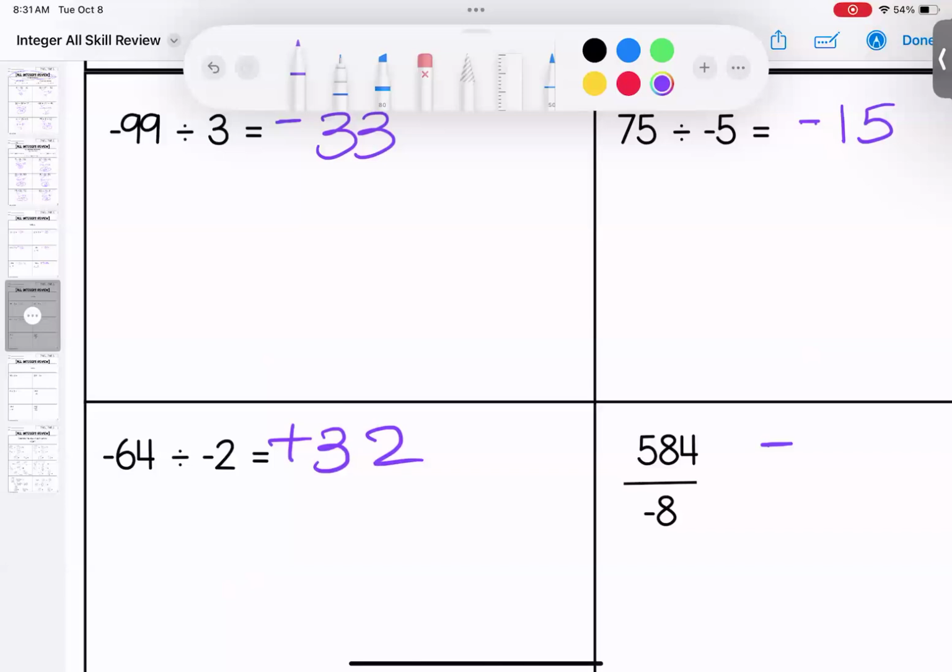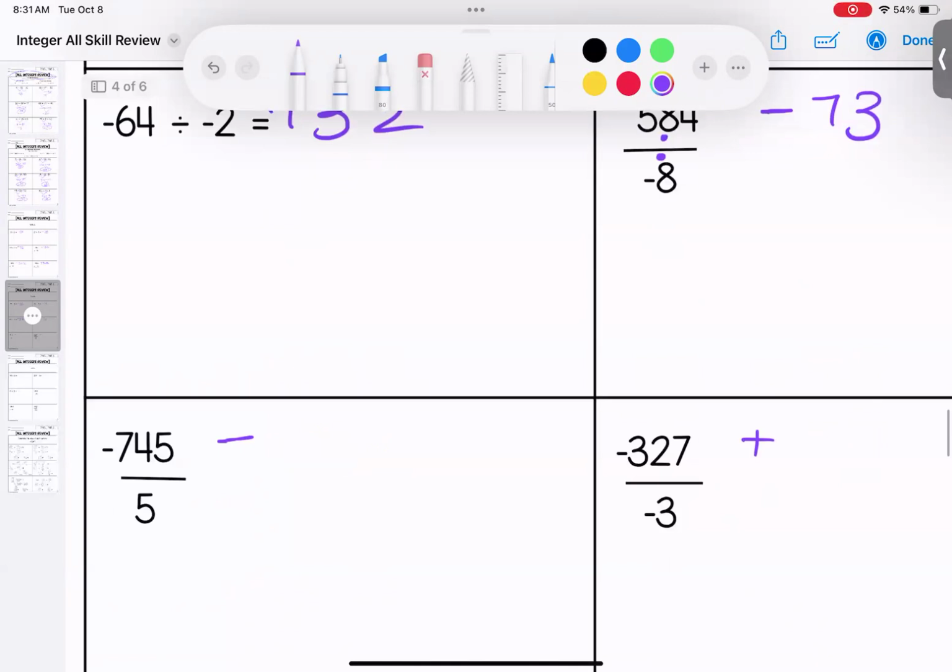I intentionally wrote these as a fraction because we need to remember that fractions are division. We can change this into a division sign. 584 divided by 8, 73. 745 divided by 5, 149. 327 divided by 3, 109. Don't overthink it. You know what you're doing. All you have to do is go in and do the division.